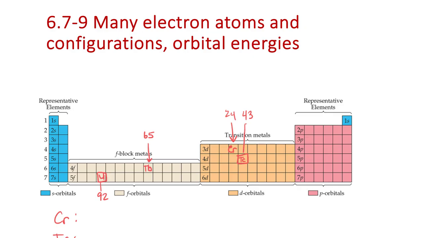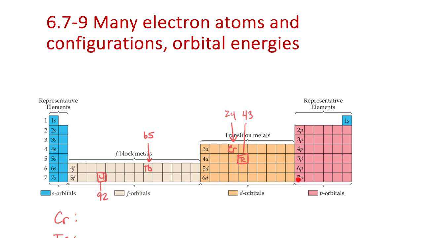And the first time we can have a D is when N is equal to 3, because D is L equals 2. So the first time we can have a D shell is N equals 3, and then on downward for 4d, 5d, 6d. And the first time we can have an F, which is of course L equals 3, is when N is 4. And so our first F block is 4f, and then into the 5f.